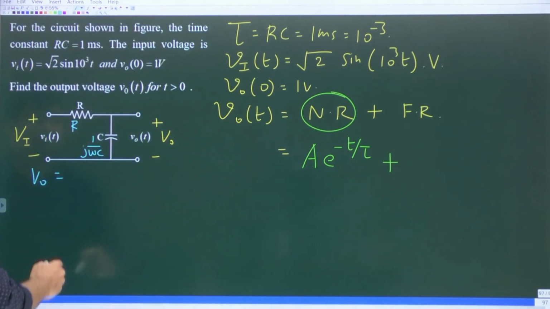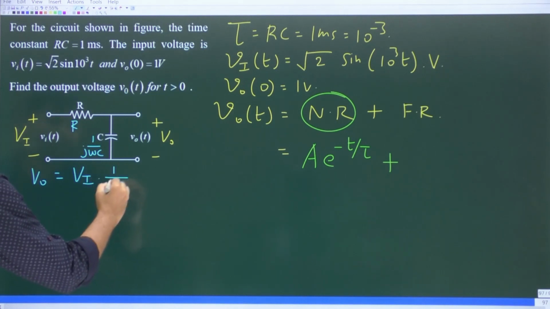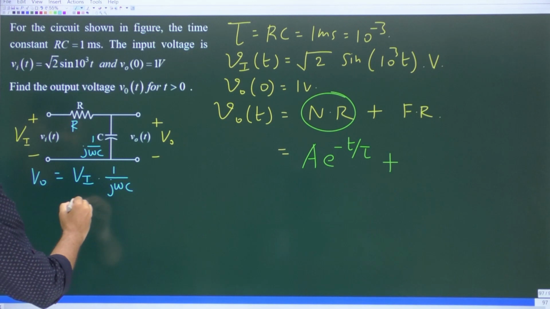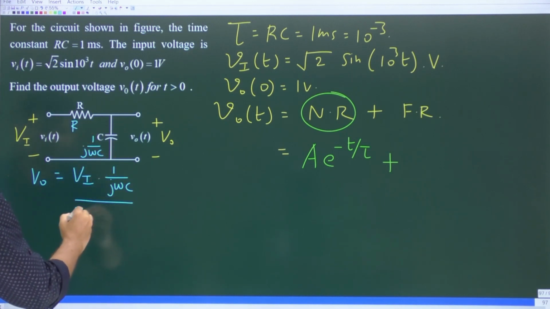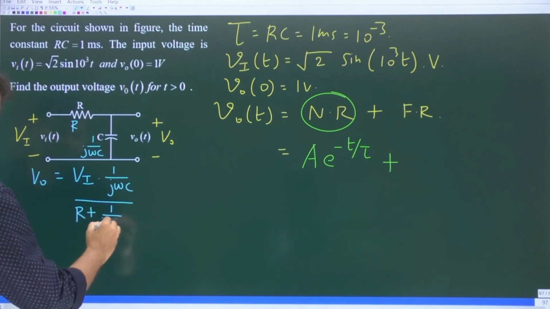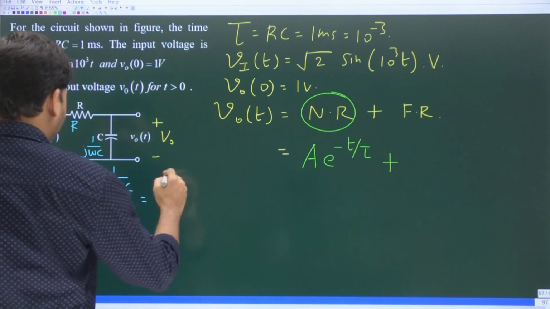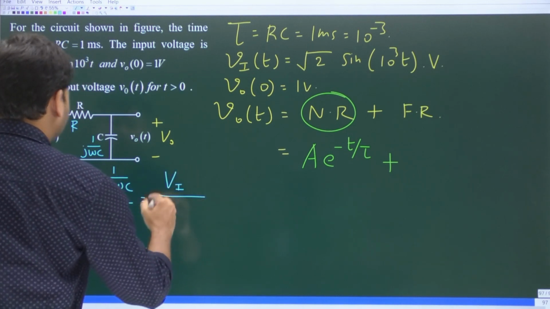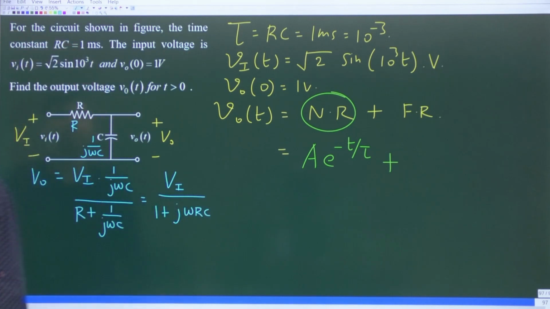Okay. So what is V0? Capital V0 is going to be capital Vi times the impedance of the capacitor, which is 1 by j omega C, upon Z1 plus Z2, which is R plus 1 by j omega C. So this can be written as Vi upon 1 plus j omega RC.